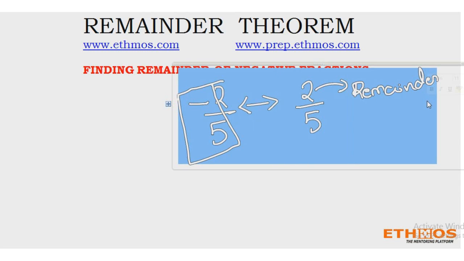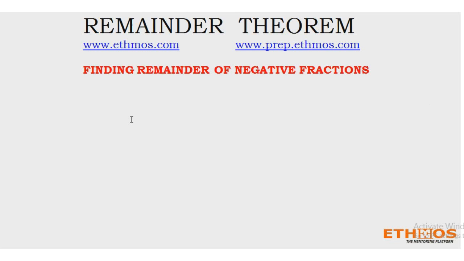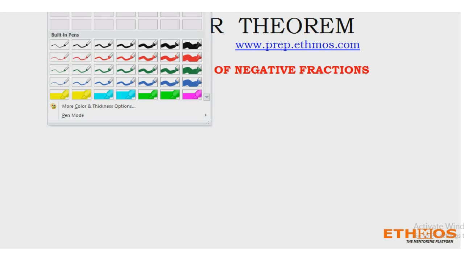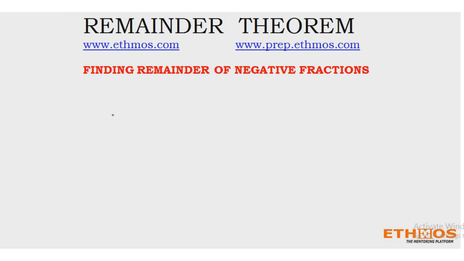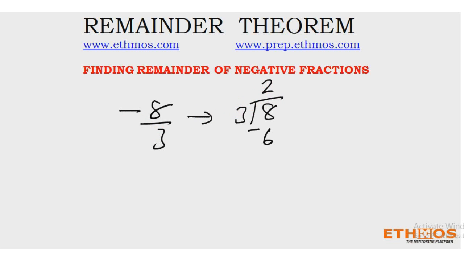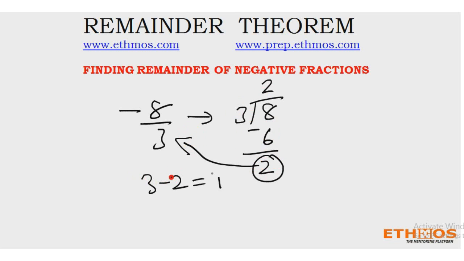Now the same technique holds good if it is not a proper fraction too. So please don't get confused. Say you have got minus 8 upon 3, so you just find the regular remainder, that is 8 divided by 3, 3 twos are 6 and you get the remainder 2. Whatever remainder you get, you subtract from the denominator, that is 3 minus 2 will be 1. So for minus 8 upon 3, the remainder will be 1.